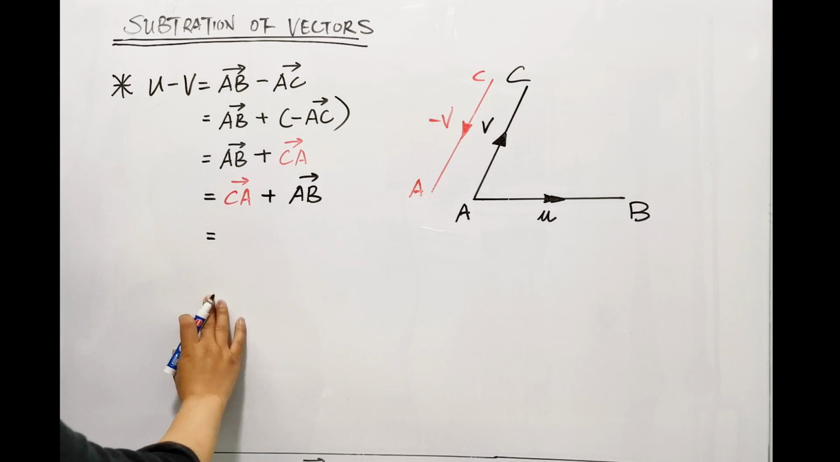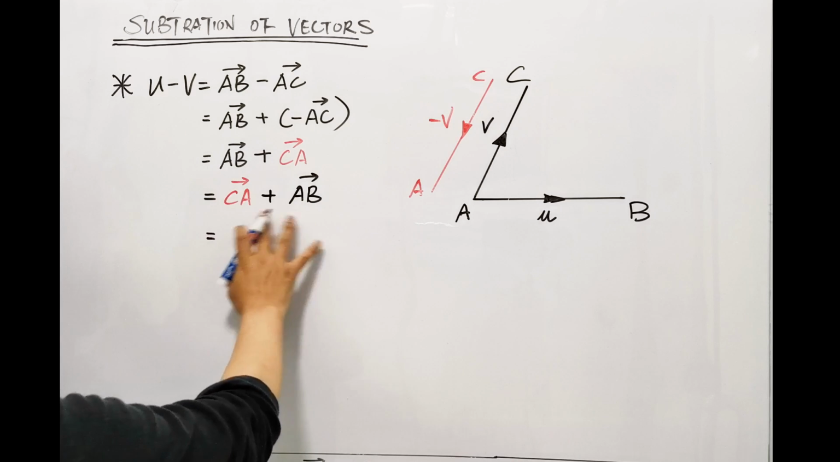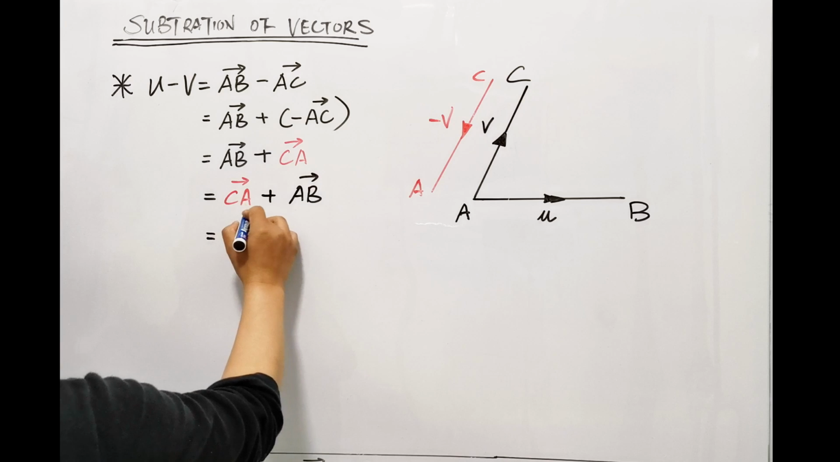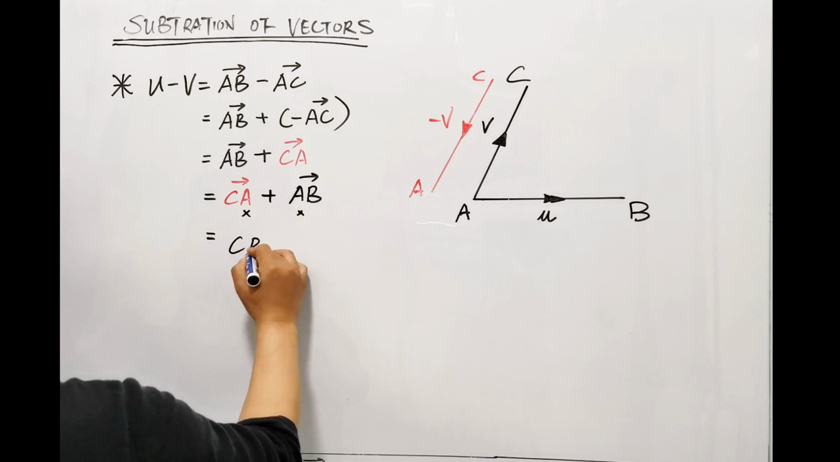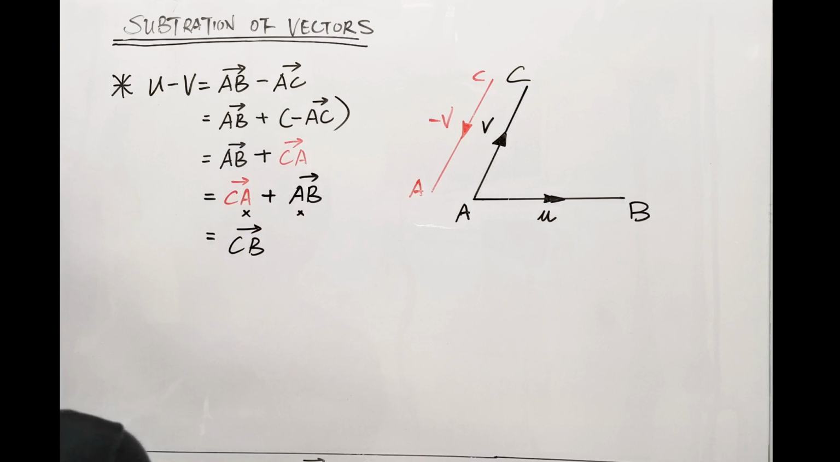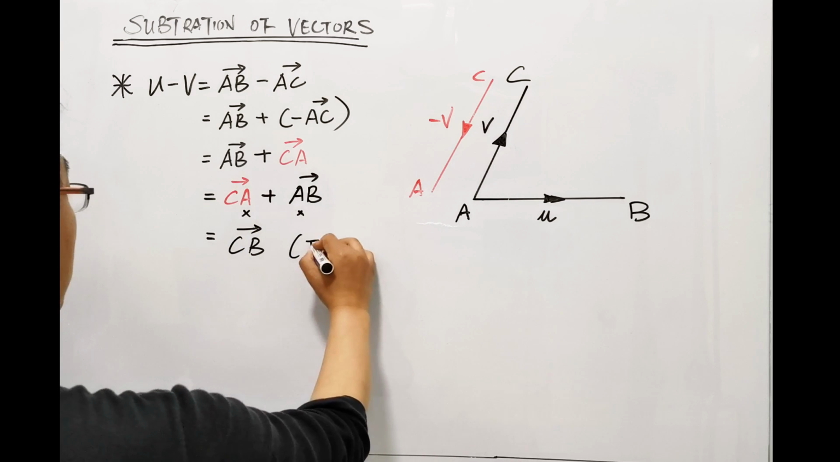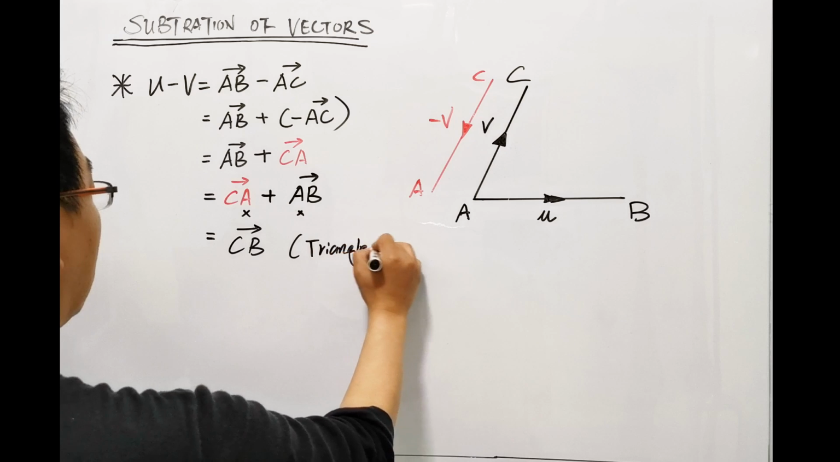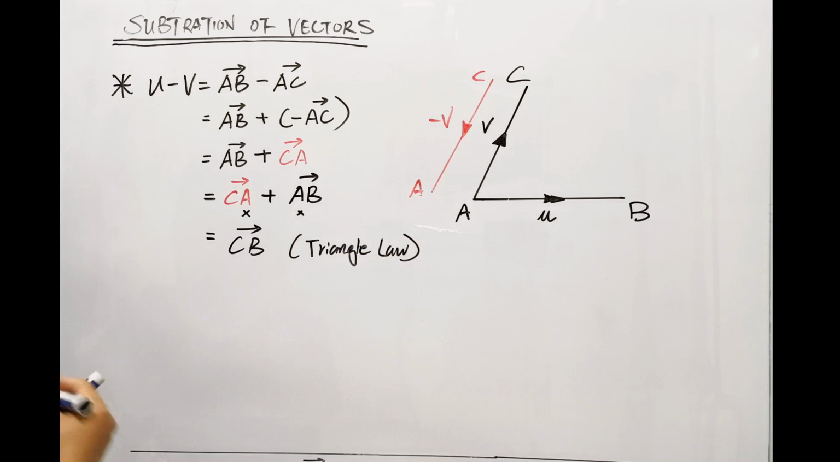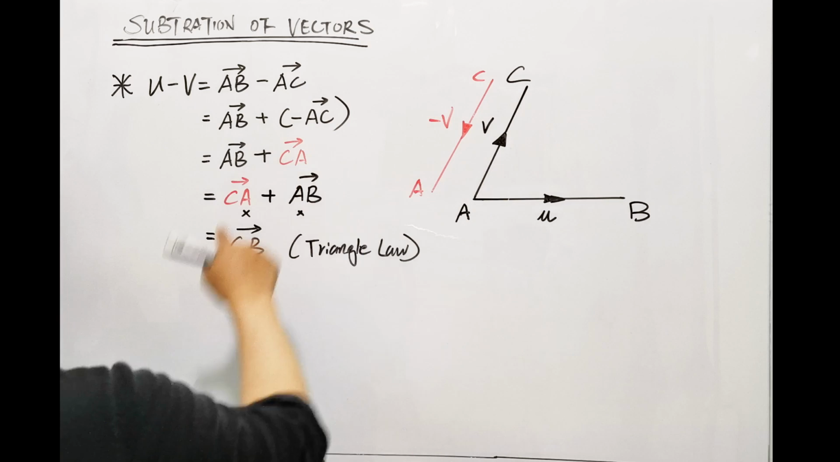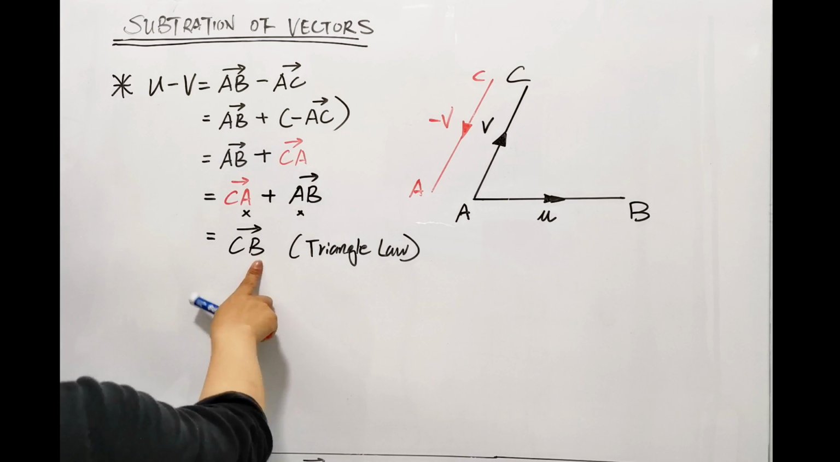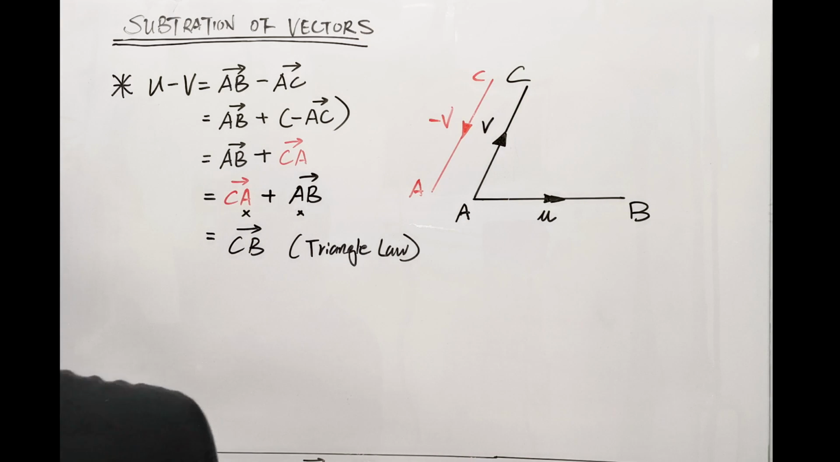Let's continue. Now we use the triangle law. We cancel off this A. Using the triangle law, it becomes CB. Remember the triangle law? So in this case, we can express U minus V equals to CB. Let's join up the CB.